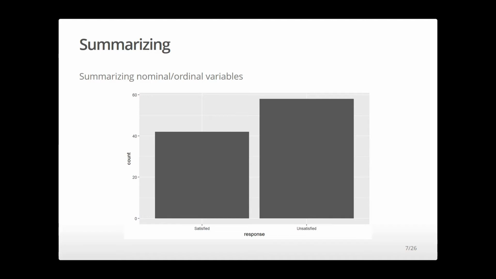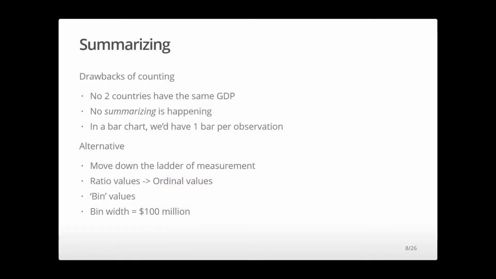But say we want to visualize a continuous variable in the same manner. How would we go about doing so? Take GDP, for instance. We wouldn't want to count values like we did with a nominal variable because no two countries have the exact same GDP. So we'd just end up with a totally uninformative chart that tells us next to nothing. Instead, we might move down the ladder of measurement and categorize our GDP variable into discrete ordinal categories.